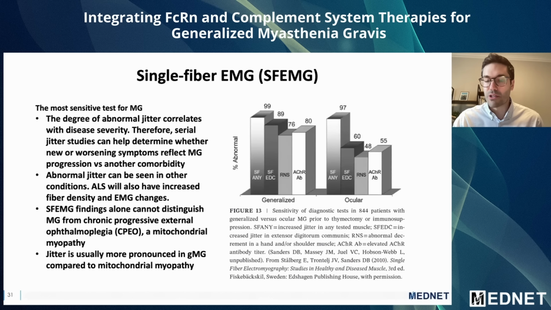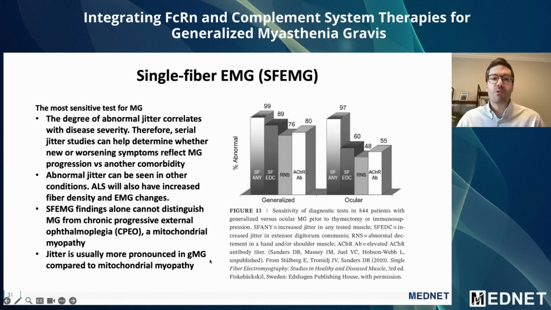We can see that the AChR antibody, as I mentioned, comes in at 80% for generalized. It's going to be lower for ocular; at least with this study, they found 55% were positive. And to the left of that, you can see how rep-stim was only 48%, so it did even worse than the AChR antibodies. And that kind of goes to the point that if you have a purely ocular patient, maybe it's better to go straight to single fiber EMG.